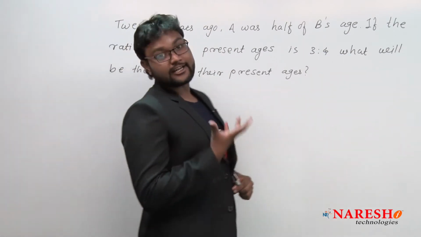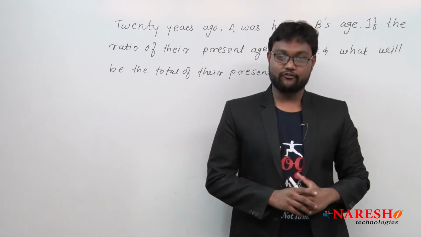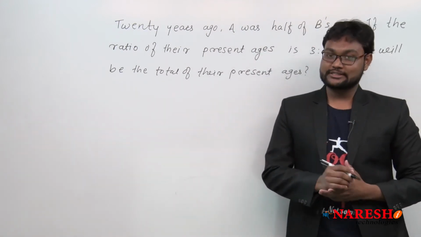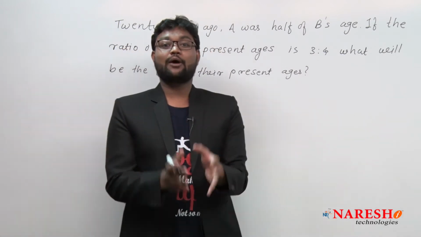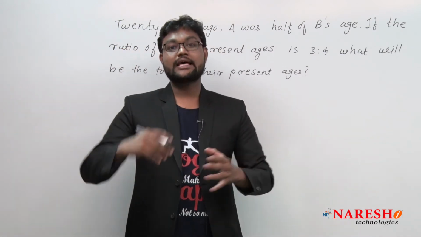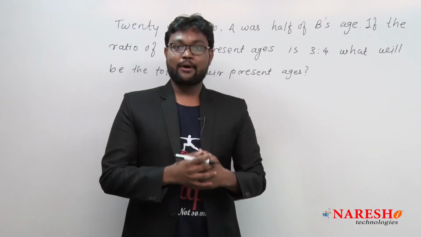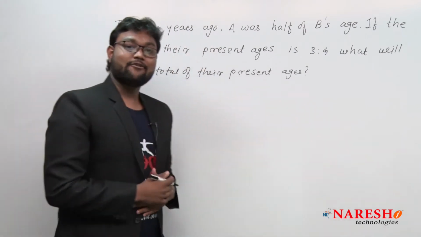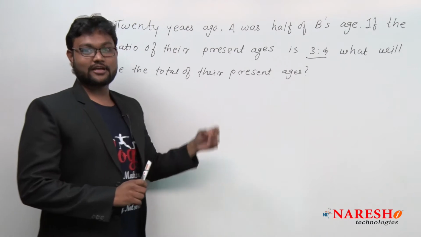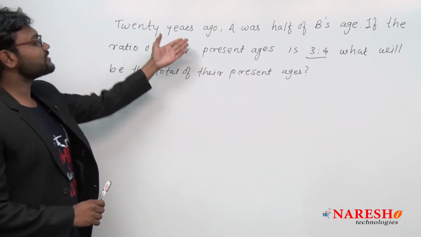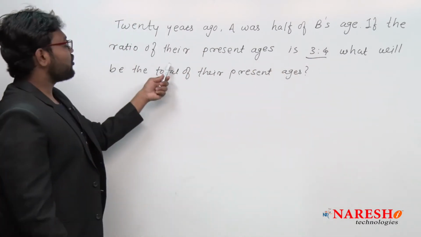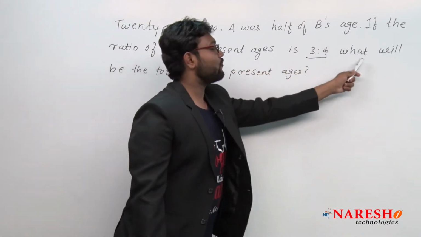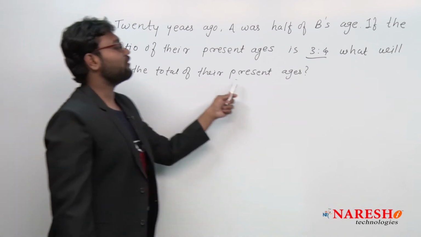My dear student, it's a really simple kind of question. Now let us see how to deal with it. What I've told is that for solving any question, we have to break the question into small sentences, and later think about how to deal with it. Let us see one by one how to solve this question. 20 years ago, A was half of B's age. If the ratio of their present ages is 3:4, what will be the total of their present ages?